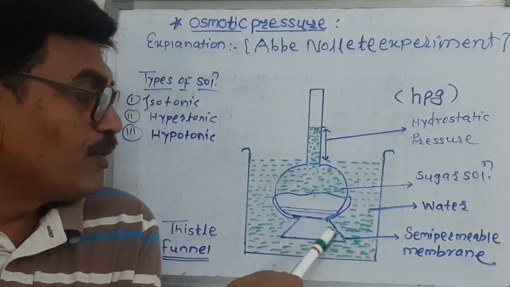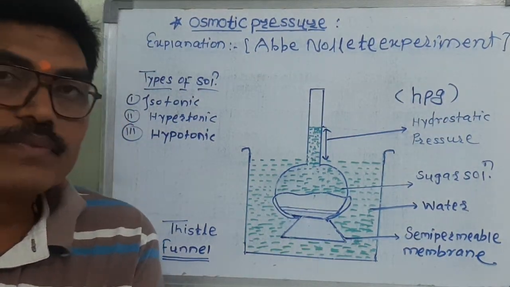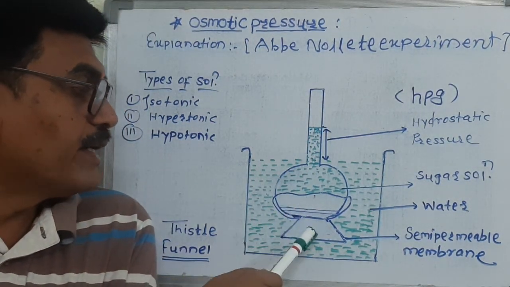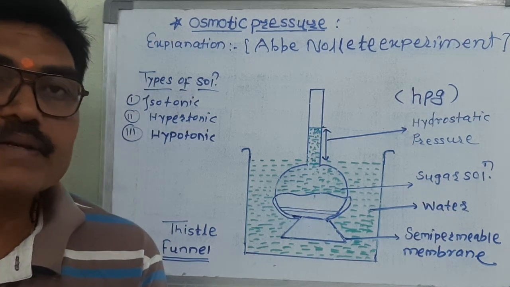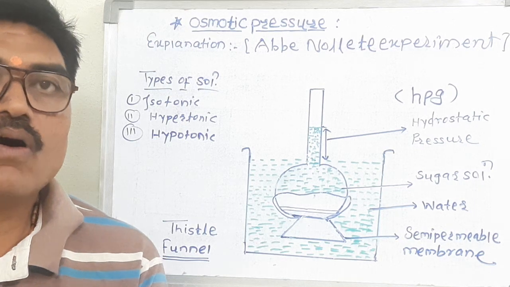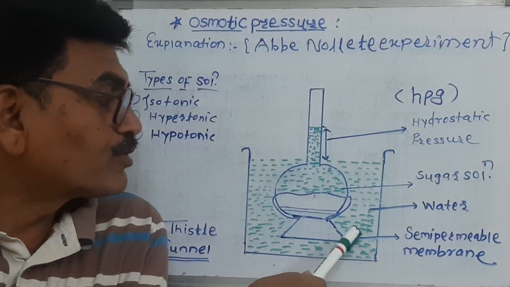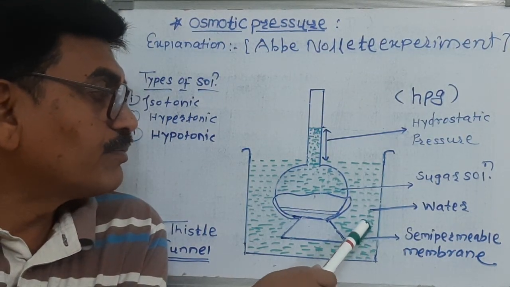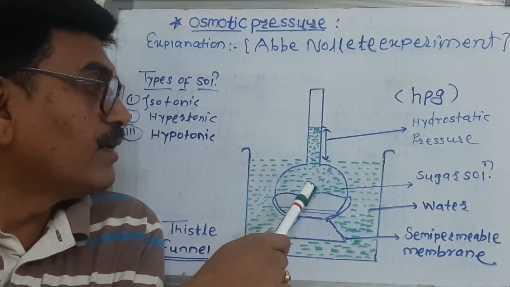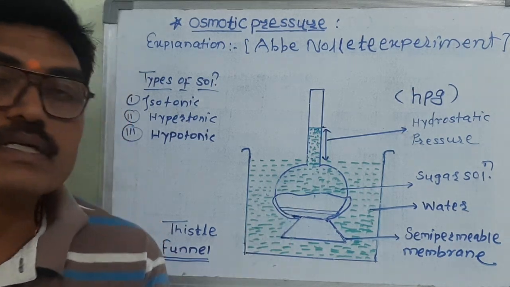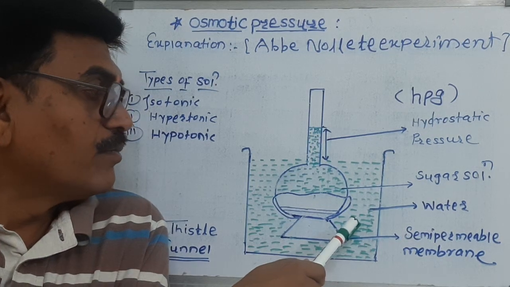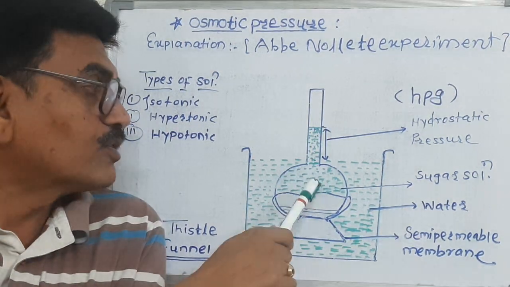The pure water, that is the solvent, and the sugar solution are separated by the semi-permeable membrane, and that's why the phenomenon of osmosis occurs, that is, the flow of solvent molecules from the pure solvent water into the thistle funnel or inside this sugar solution occurs. What is that? The net flow of solvent molecules into the sugar solution occurs.